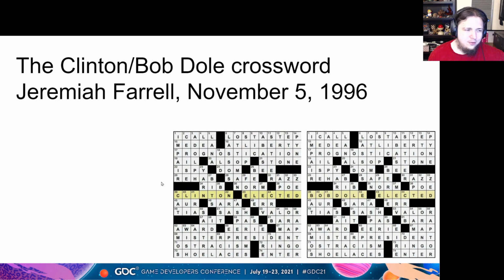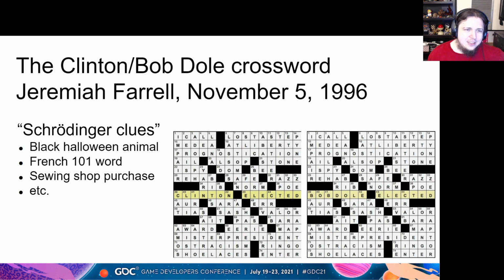And then they had two other cute clues. One at 17 across was, what this puzzle is making, or something like that, prognostication. And 68 across is Mr. President. It's kind of cute. But how did they do this? Well, all of the down clues that cross Clinton and Bob Dole have to have two answers that work for both of them. And so down here, 39 down, you get cat. Down here, 39 down, you get bat. And the clue was black Halloween animal, which has both cat and bat as answers. These are called Schrodinger clues. Another example is French 101 word is either Louis or oui. A sewing shop purchase is either yarn or yard.